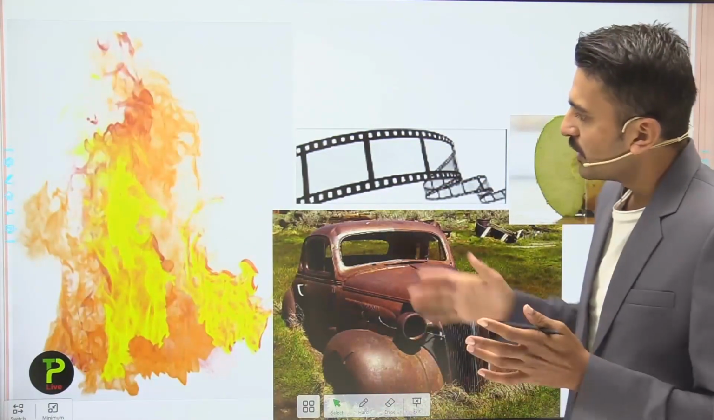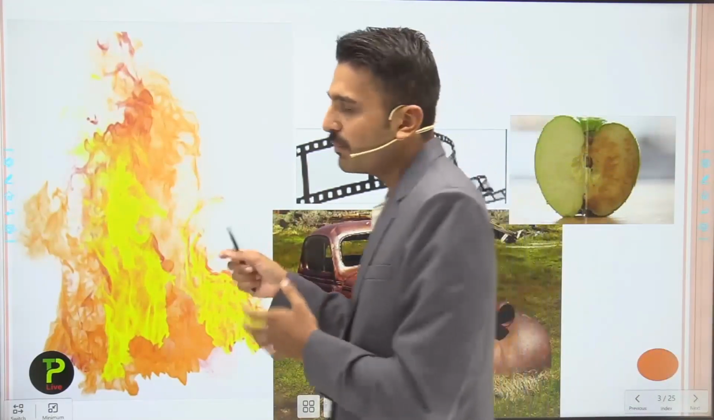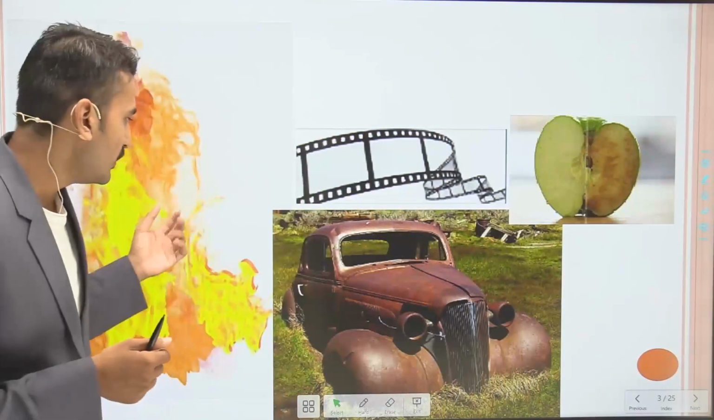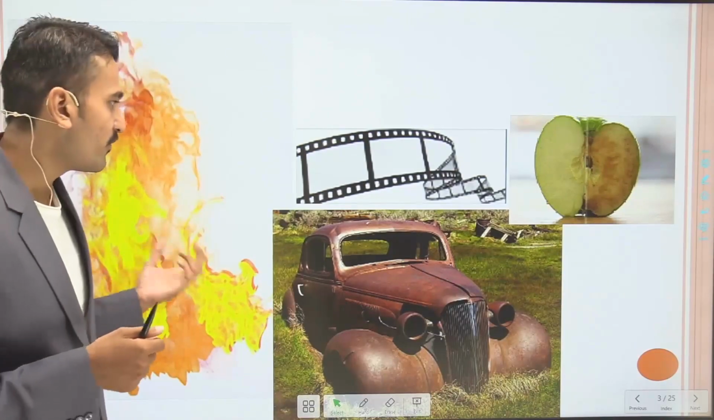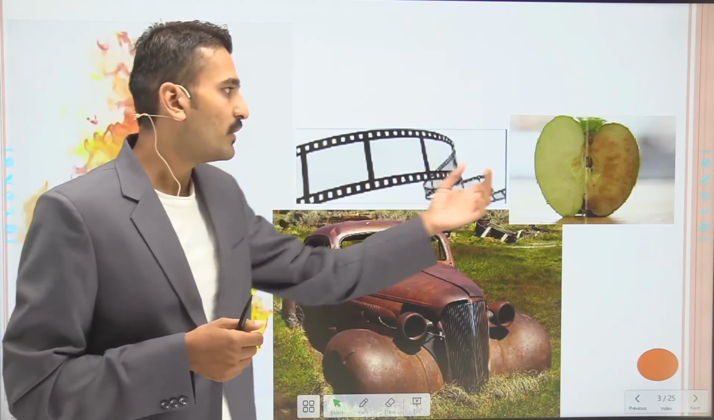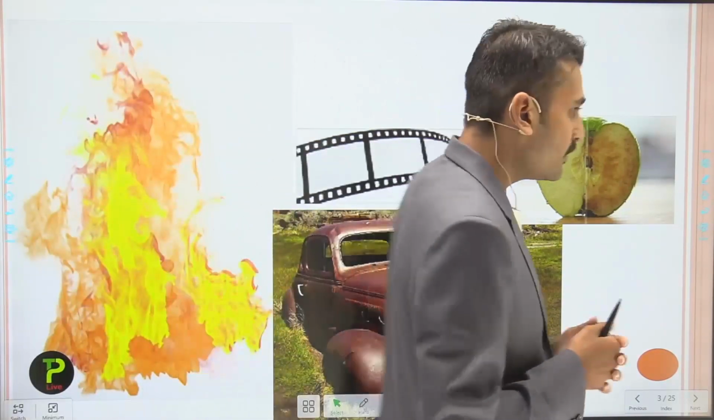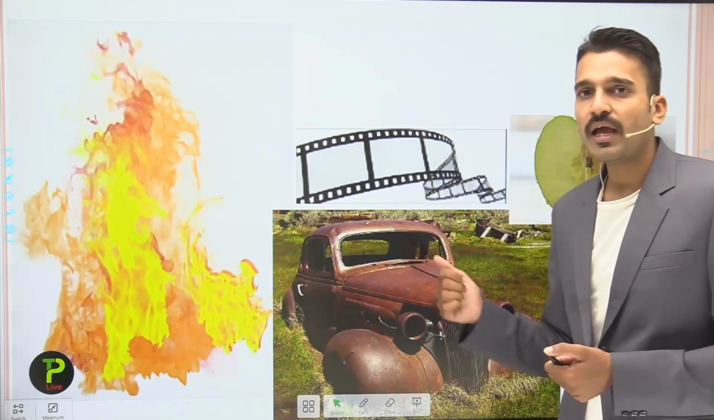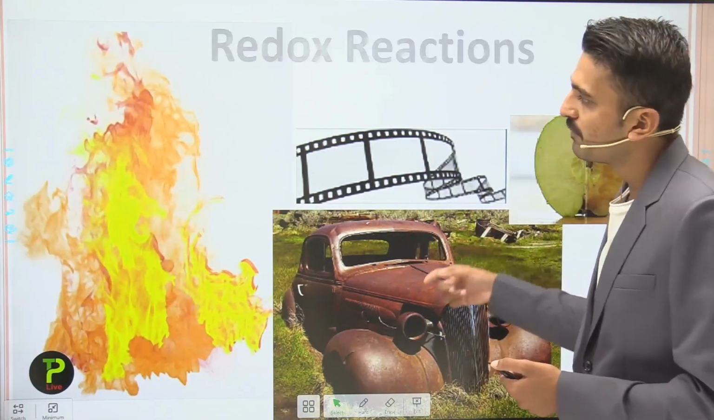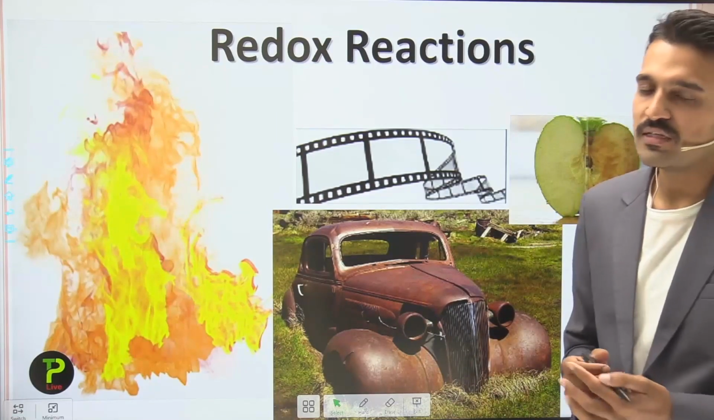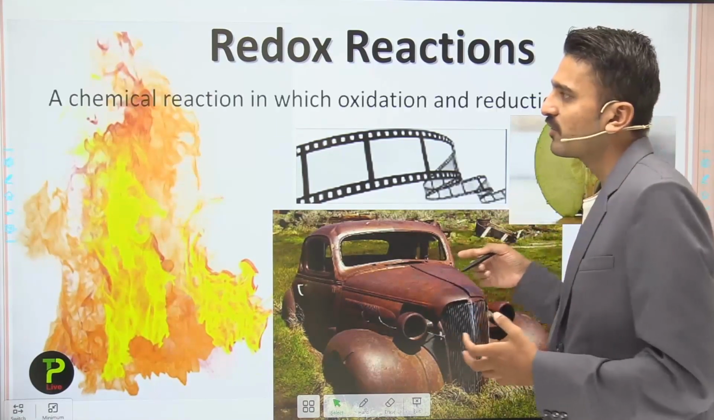So here you see pictures showing burning, here is a fire, the photographic film, the browning of the apple, and the rusting which happens on an iron car. These are all part of redox reactions.